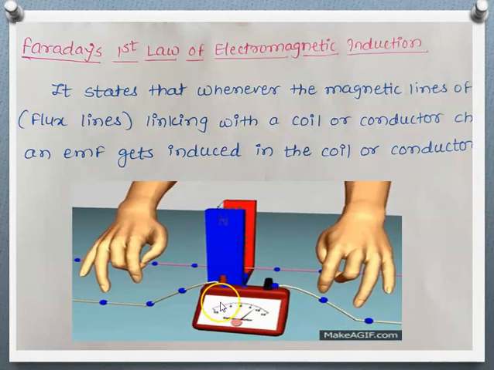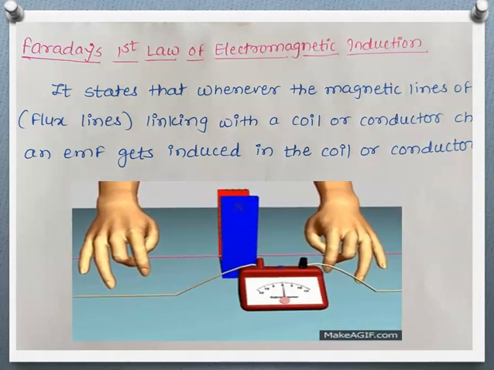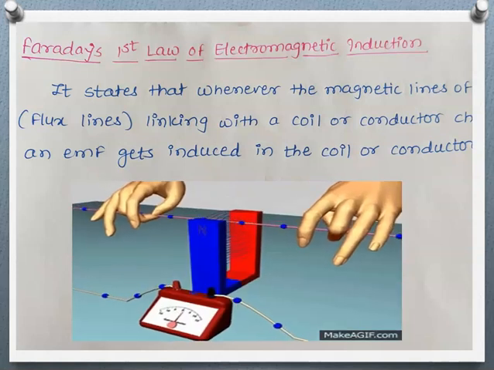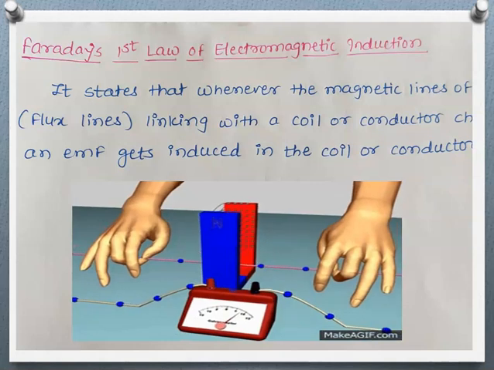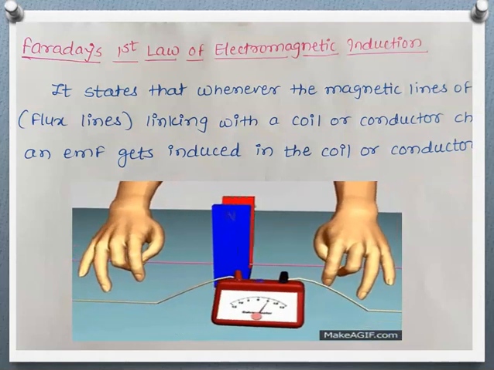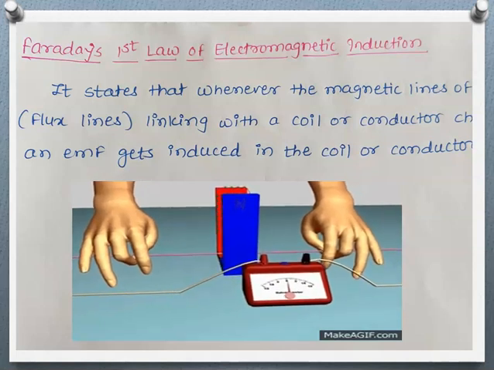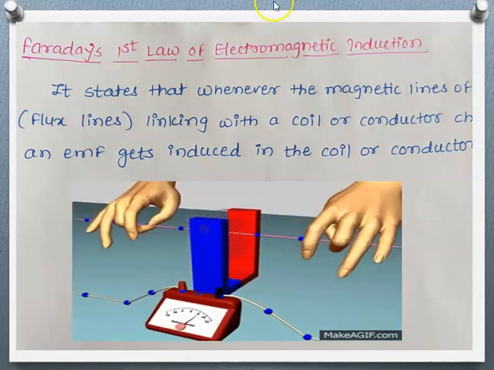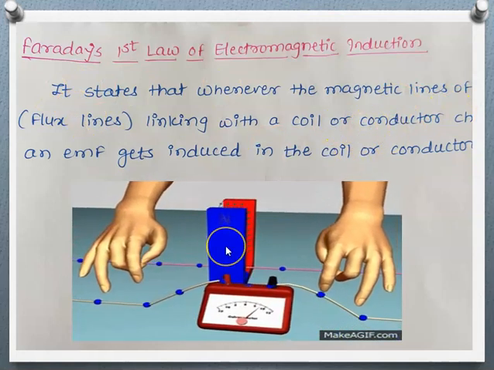That means to produce an EMF, three basic conditions have to be fulfilled. First, we must have the conducting material in which the EMF is going to be produced. The second one is the magnetic field in which the conductor is placed. And we want the linking between the magnetic lines of force and the conductor, but it is changing in nature.